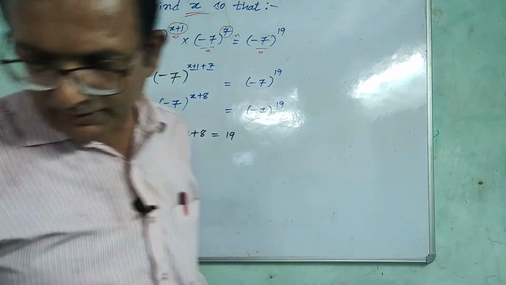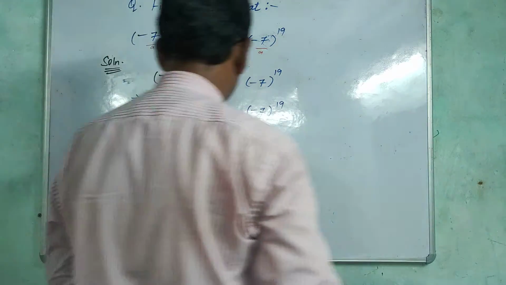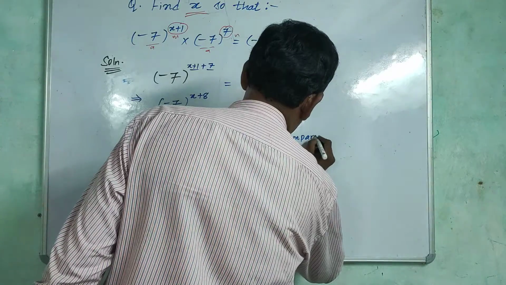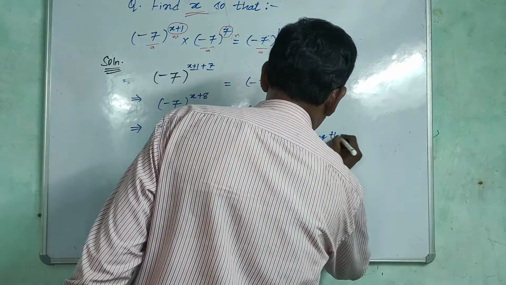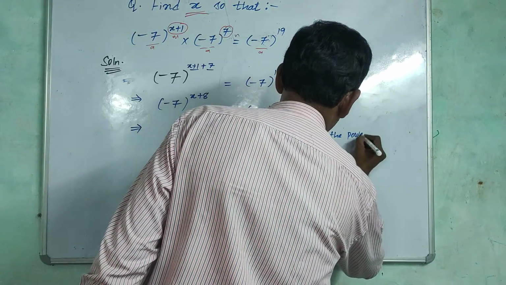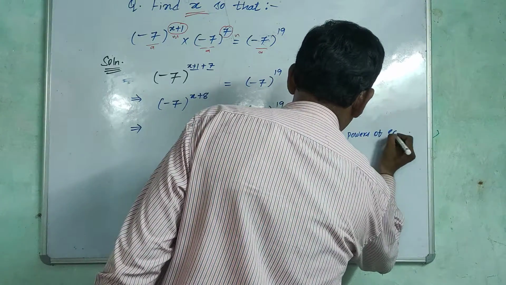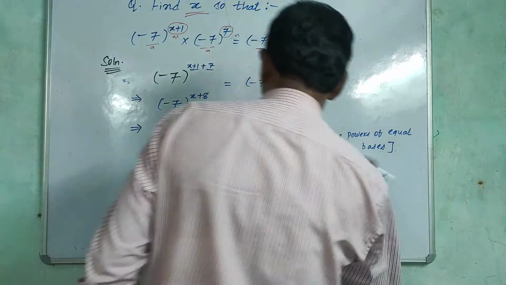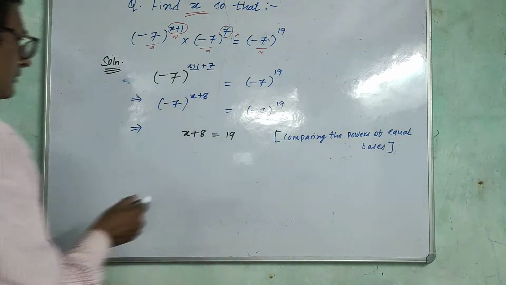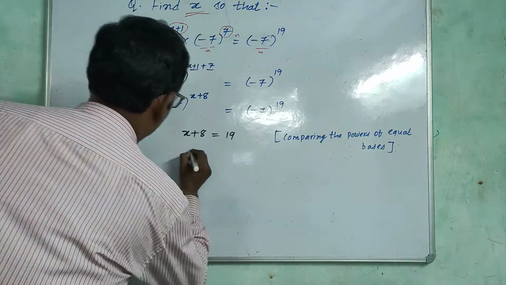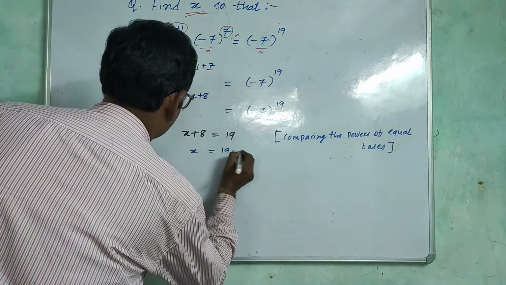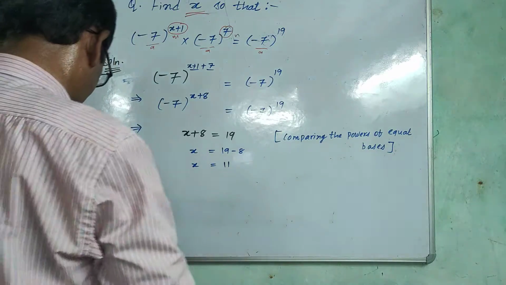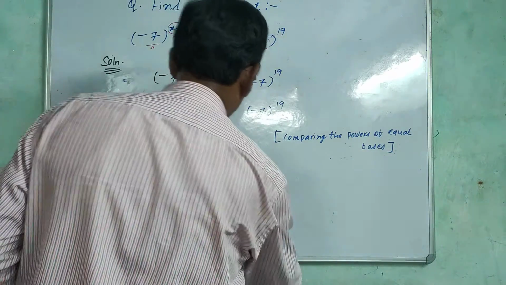What we have done in this particular case is comparing the powers of equal bases. We are comparing the powers of equal bases. So in the next step we get x equals 19 minus 8, x equals 11. This becomes your answer.